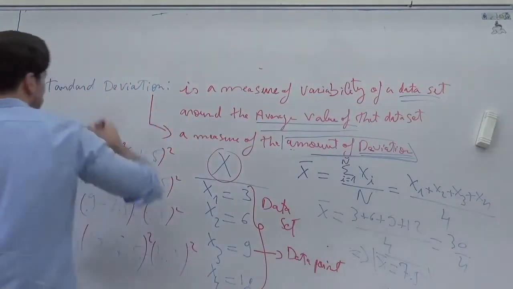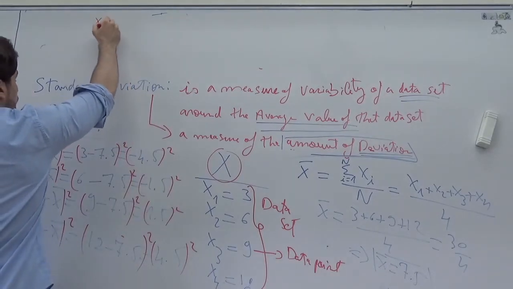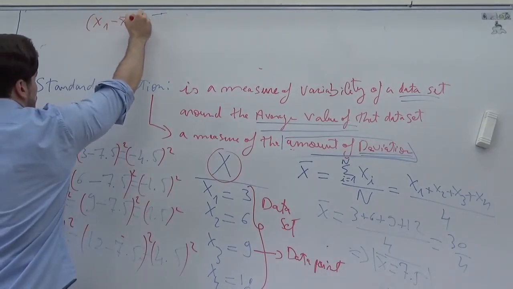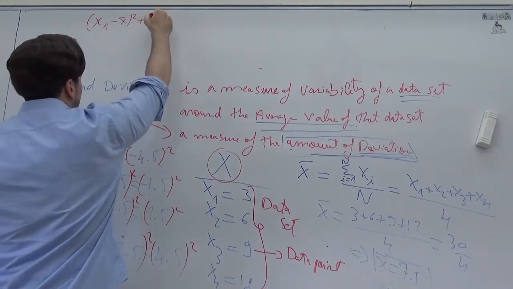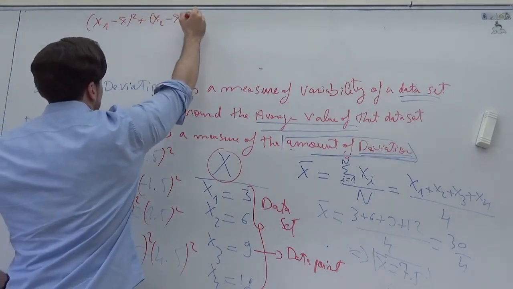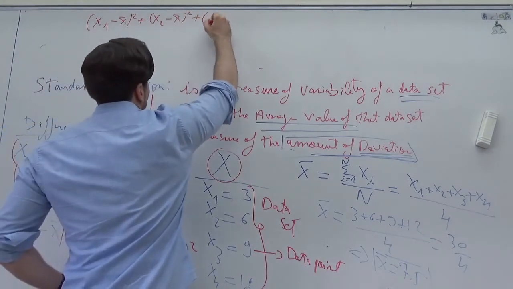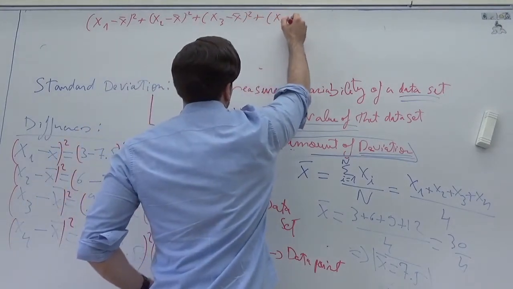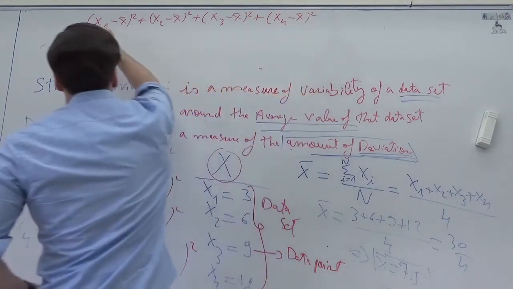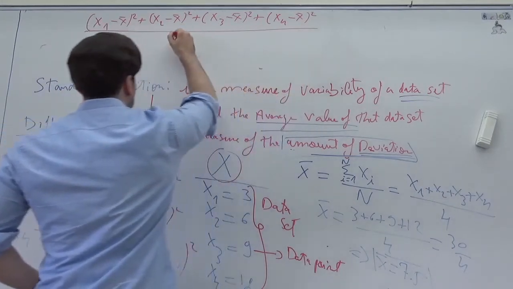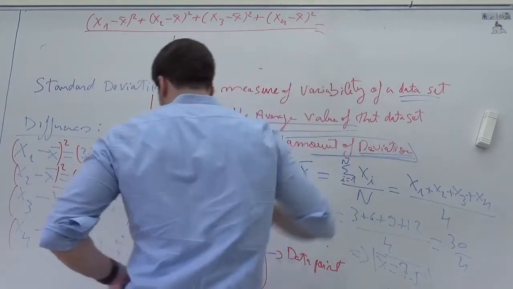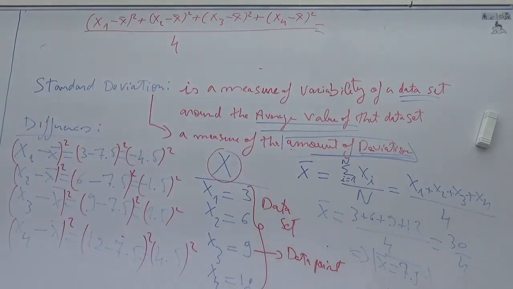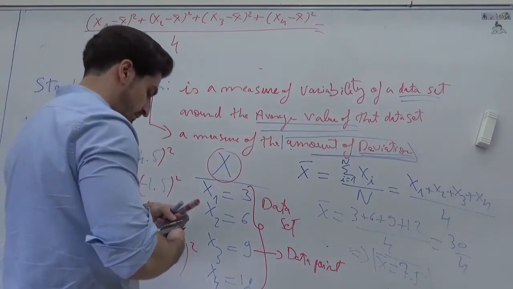So, in that case, we have x1 minus x bar squared plus x2 minus x bar squared plus x3 minus x bar squared plus x4 minus x bar squared, divided by the total number of trials, which is in that case 4, which is equal to, let me bring a calculator in order to calculate the values that you have.